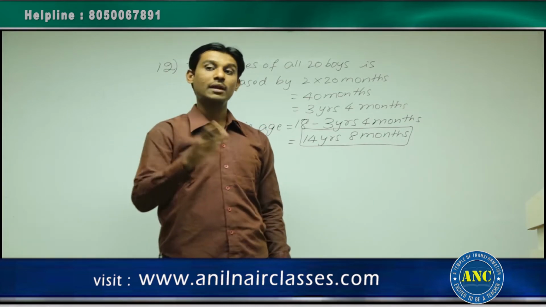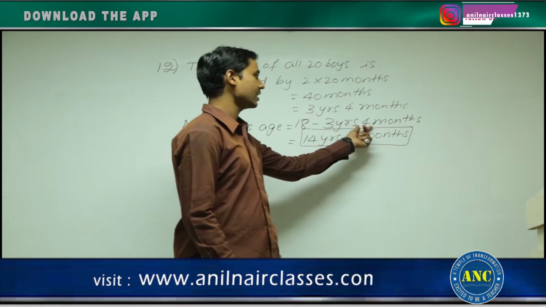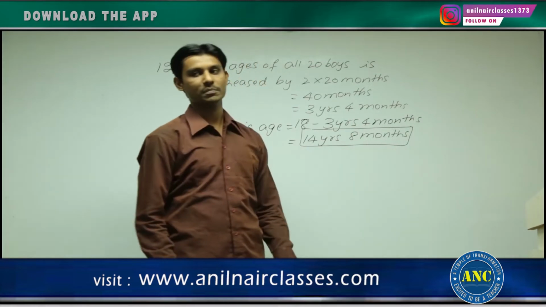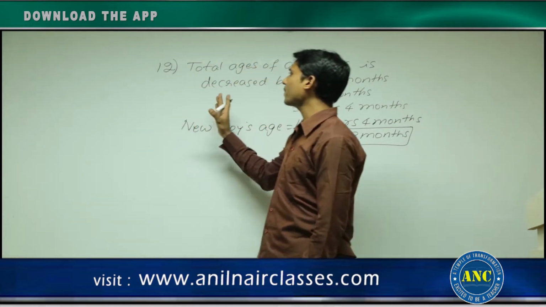I am 3 years and 4 months less than 18. 18 minus 3 years 4 months is 14 years and 8 months. Clear with the approach? It's a very simple way of solving.